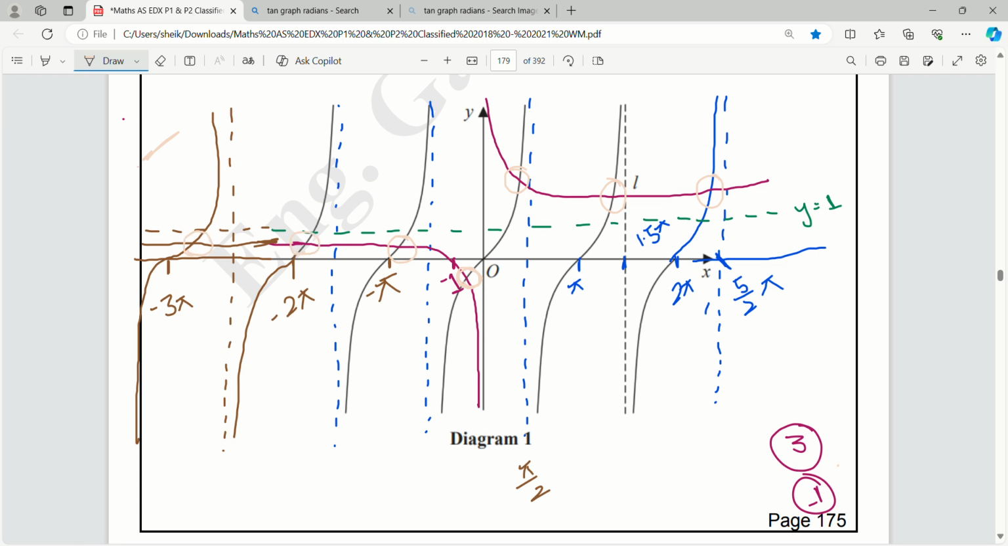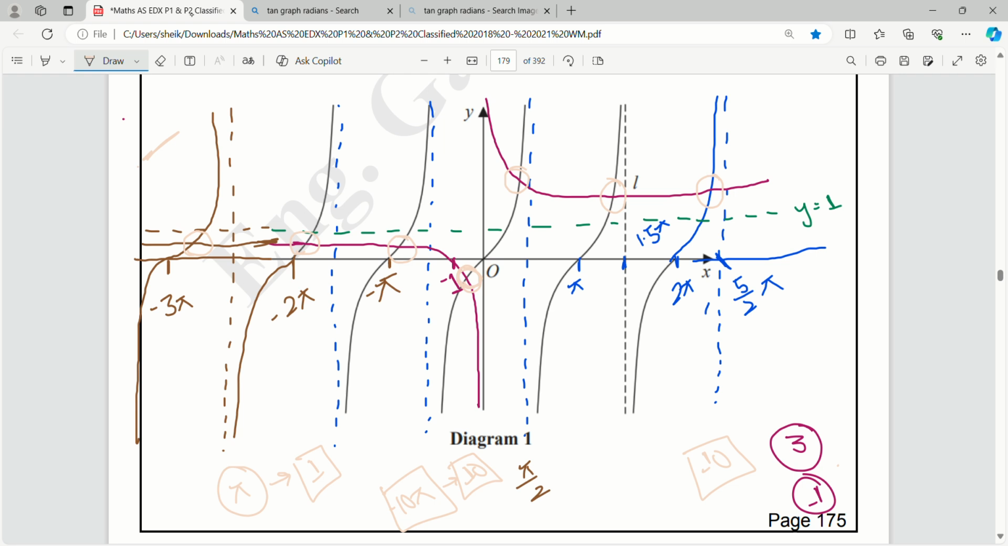As you can see, within every pi you have one intersection, right? Since we have minus 10 pi, that gives us 10 intersections. And we are getting one extra intersection because the curve is curving downwards over here.